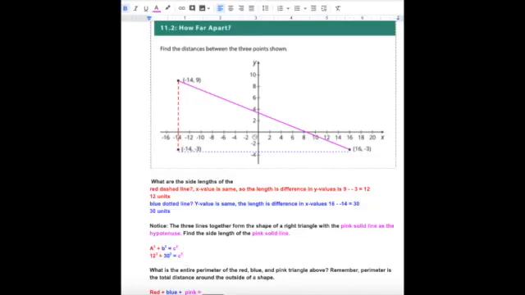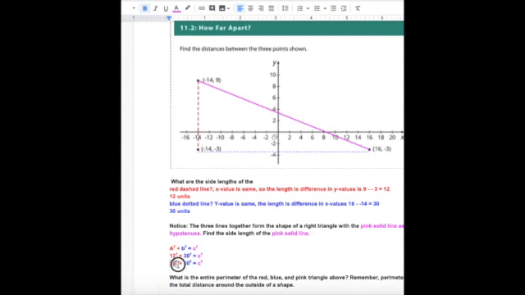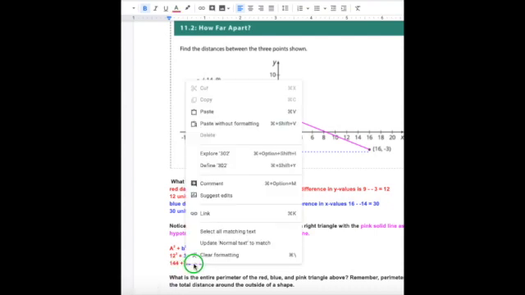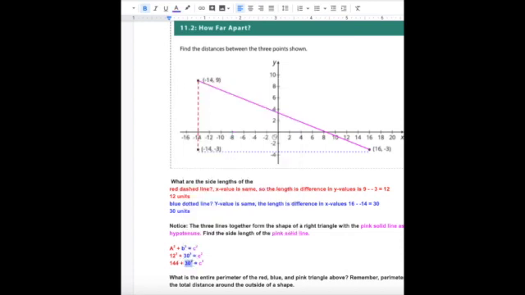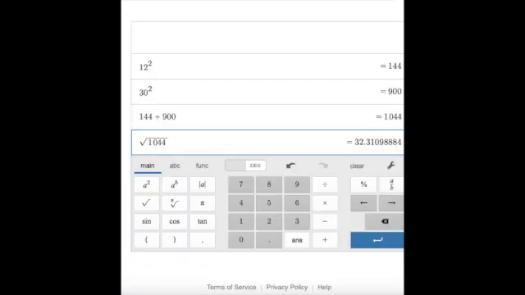So really, I can say, all right, I'll do the color coding just for you guys. So I'll say 144 plus 900 equals c squared. Add them together, and I get 1044 equals c squared. So c would equal the square root of 1044, which is about 32.3.